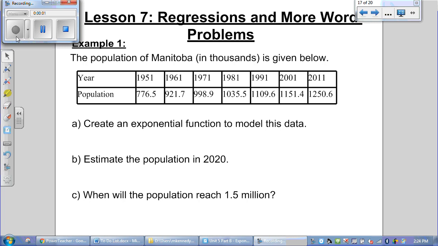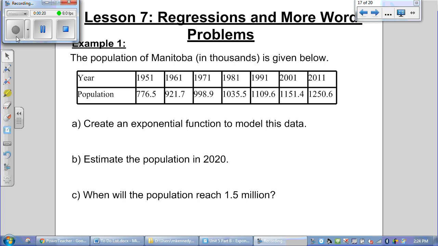Word problems. So yesterday we were doing word problems with logs and stuff like that. Today we're going to do more of them, and we're going to mix in some regressions. If you remember from last unit, we did sinusoidal regressions and quadratic regressions and cubic regressions. Now we're going to do exponential regressions, and we're going to do logarithmic regressions.